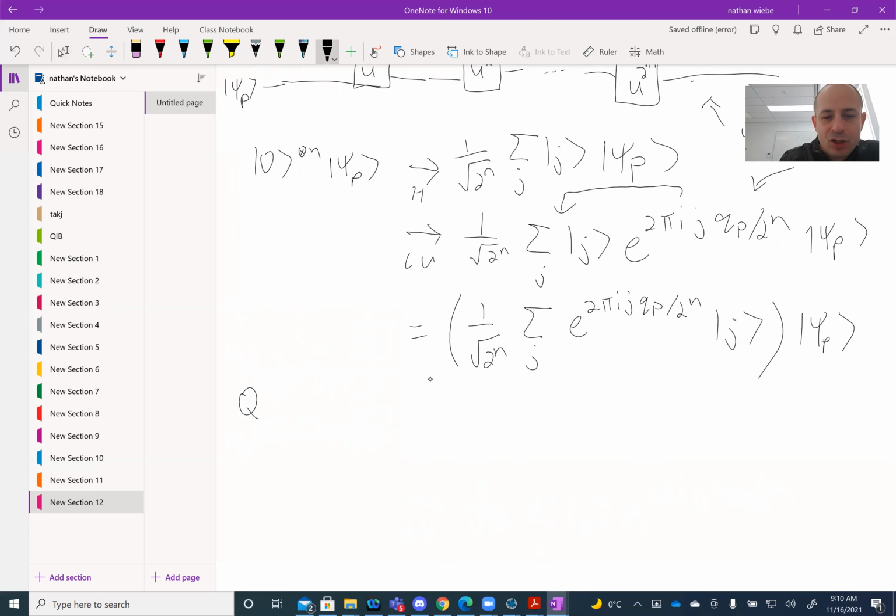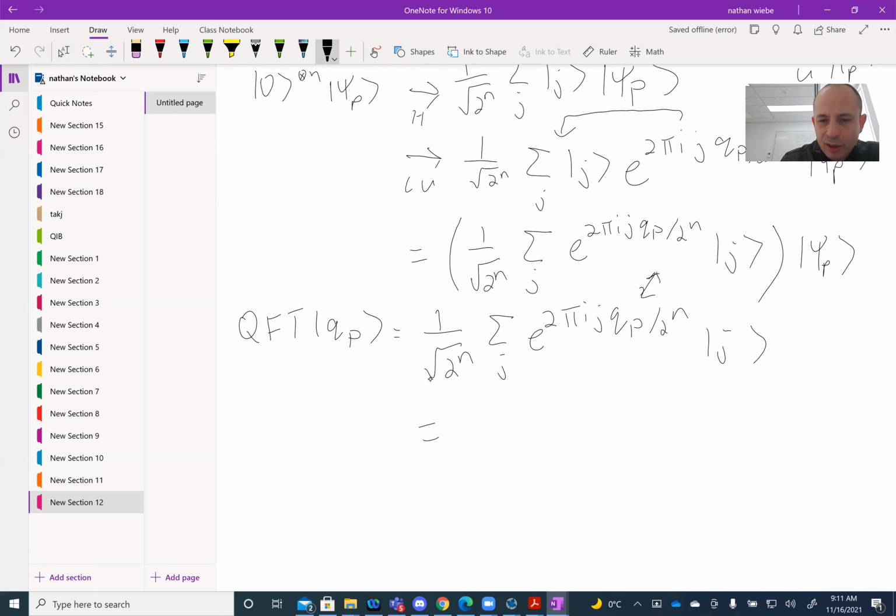Recall that the definition of the quantum Fourier transform acting on an integer q sub p is equal to 1 over root 2 to the n, sum over j of e to the 2 pi i j q sub p over 2 to the n, j. So therefore, these two are exactly the same. So this whole circuit is equal to the quantum Fourier transform acting on q sub p, tensor psi sub p.